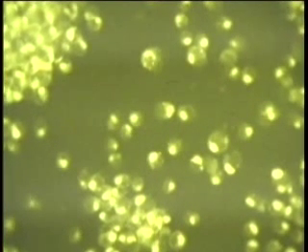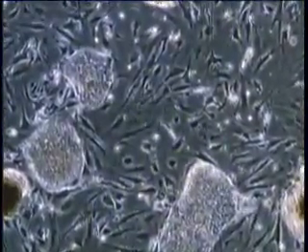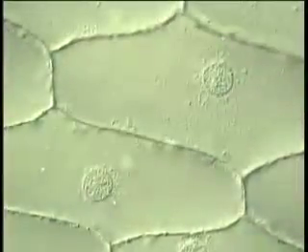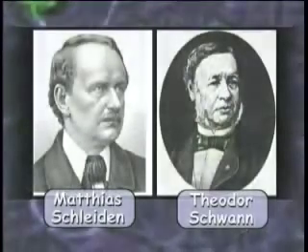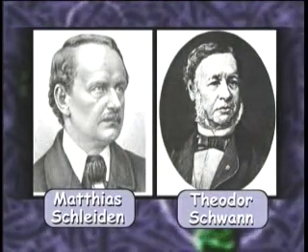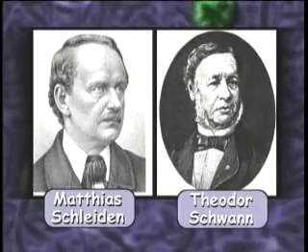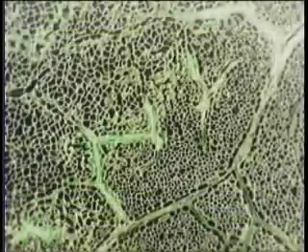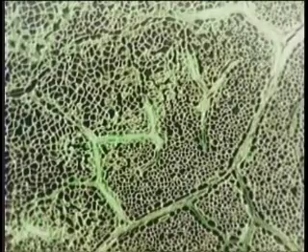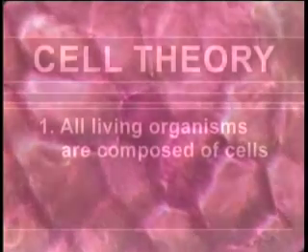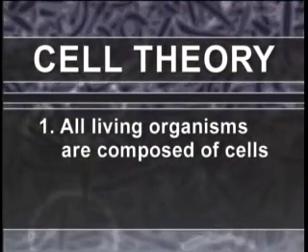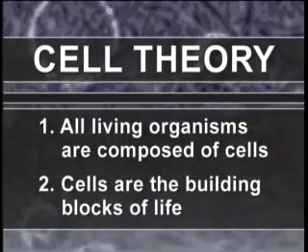Because cells are so small, they remained hidden and unknown for centuries. It wasn't until the invention and development of microscopes that this miniature world was finally revealed, allowing scientists to study and begin to understand cellular life. In 1839, two German biologists, Matthias Schleiden and Theodor Schwann, developed an idea called cell theory. While looking at thin slices of animals and plants through a microscope, they saw how everything seemed to be made of tiny chambers. They called these chambers cells. Their theory states that all living organisms are composed of cells, and that cells are the building blocks of life.